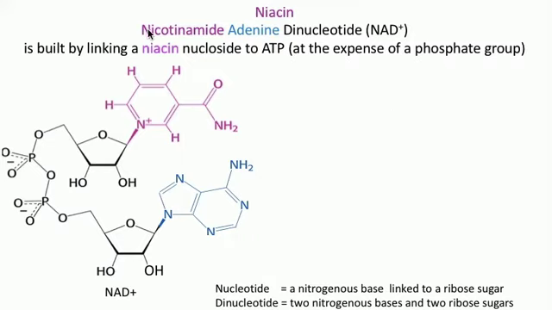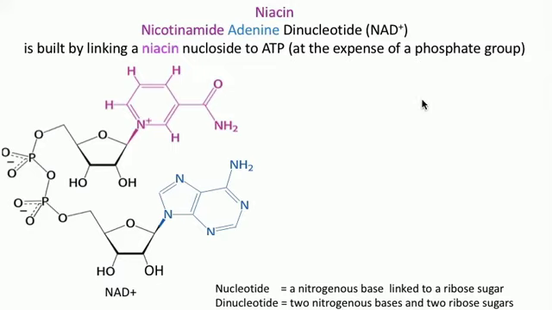Let's take a look at it. Nicotine amide is a base. Adenine is a base, and you already know about that from ATP. Dinucleotide. Di means two. Nucleotide means a base with a ribose with a phosphate. We have the nicotinamide nucleotide, nicotinamide, ribose, phosphate, and we have the adenine nucleotide, adenine base, ribose, phosphate.